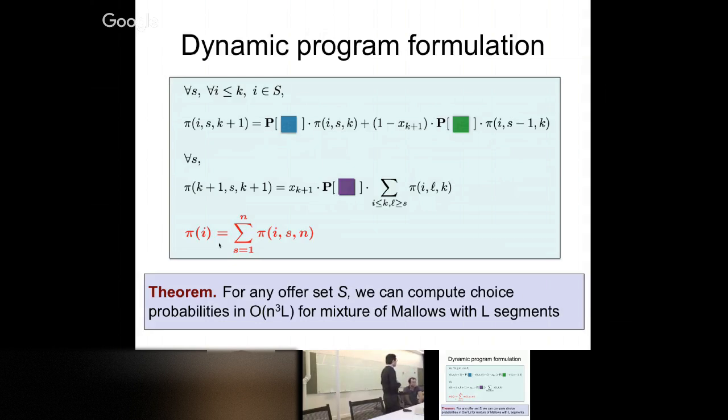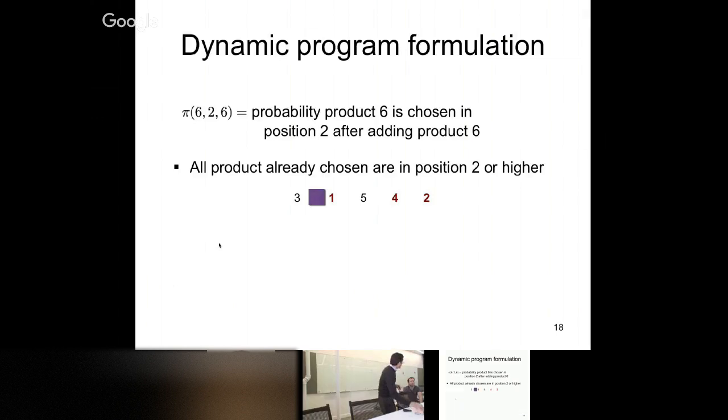What is pi of I here? Oh, pi of I is pi of I S, capital S. Choice probability of I, given the assortment. So here the assortment would be just pi I of I and 1 and n? No. So I can be chosen at any position, right? But we only pick it if it's the first one, isn't it? If it's the first one, then everything is offered. But here only, let's say 1, 4, and 2 are offered. So 1 can be picked here, here, here. There are 3 positions where you can actually make a selection.